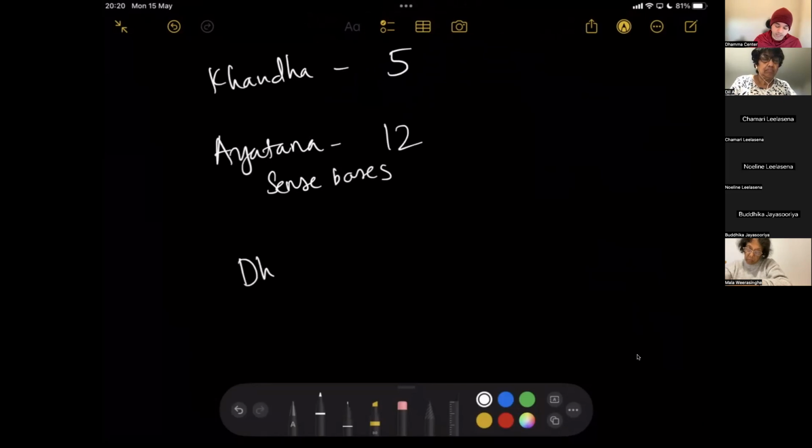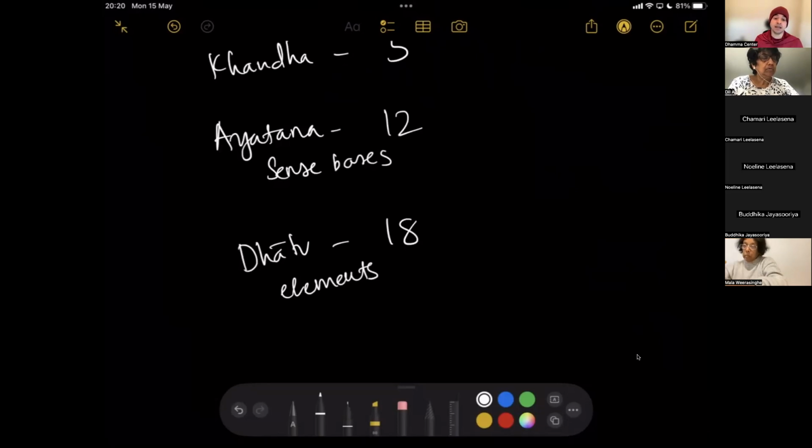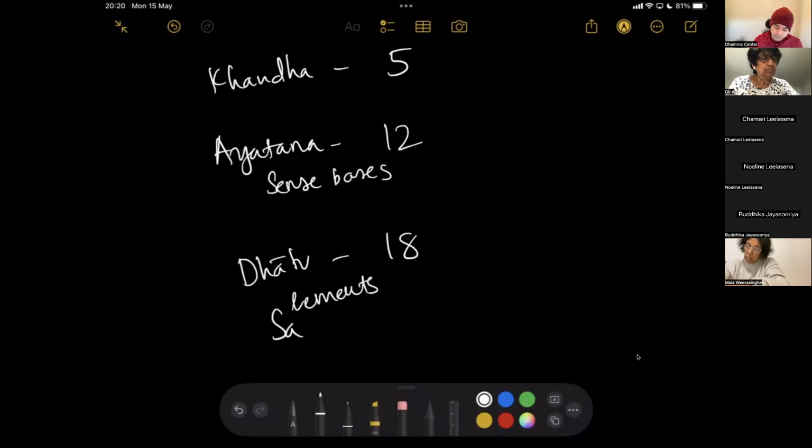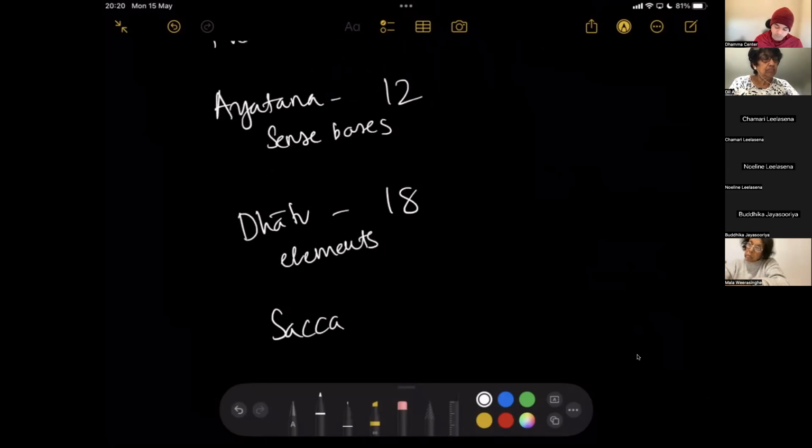Then we have dhatu. How many dhatus, everyone? Elements. Any idea? 18, Bhante. 18. Correct. 18 dhatus. And then we have satcha. Truth. 4. Right. 4.